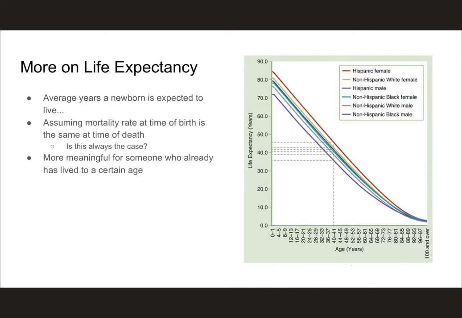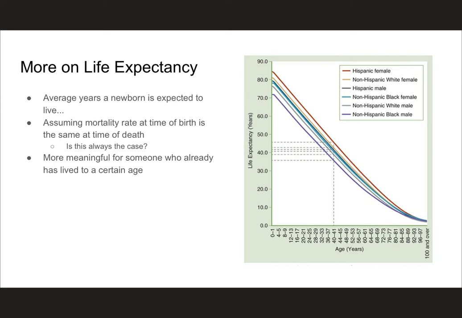So, a little bit more about life expectancy. The average number of years a newborn is expected to live is life expectancy. But you can see that this is kind of tricky, right? Because you're predicting the number of years somebody might live without actually taking into account their health, where they are being born, their environment, what could happen in the future, etc. It assumes the mortality rate at time of birth is the same at time of death. But that's not always the case, right? Think about that a little bit. Things could happen and the mortality rate could increase. A pandemic comes along and that messes with life expectancy.